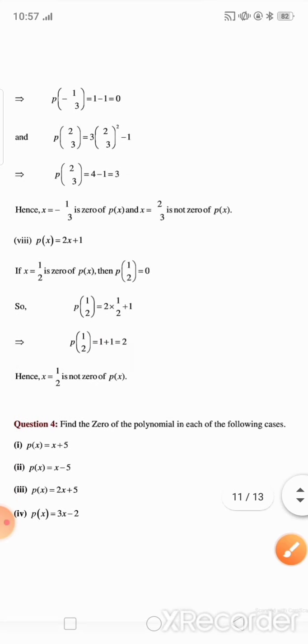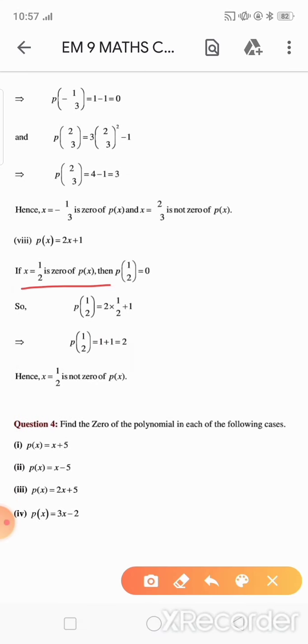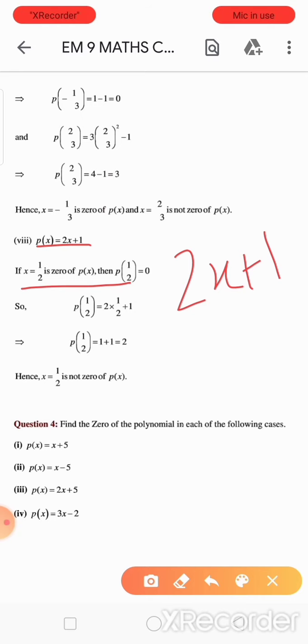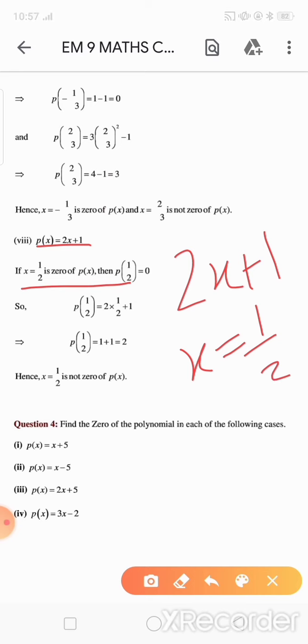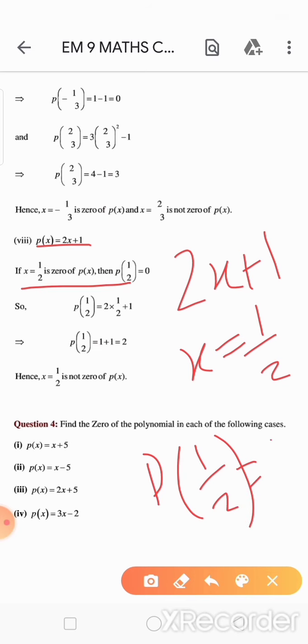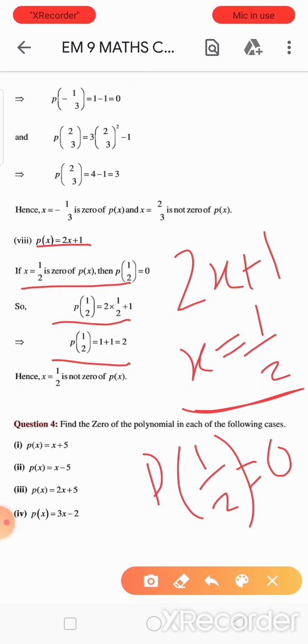Next, question number 8. Here polynomial is given by p of x is equal to 2x plus 1. For the value of x equal to 1 upon 2, we need our polynomial p of 1 upon 2 equal to 0. We have to verify that. For the value of x equal to 1 upon 2, substituting in our polynomial, we get p of 1 upon 2 is equal to 2 into 1 upon 2 plus 1.